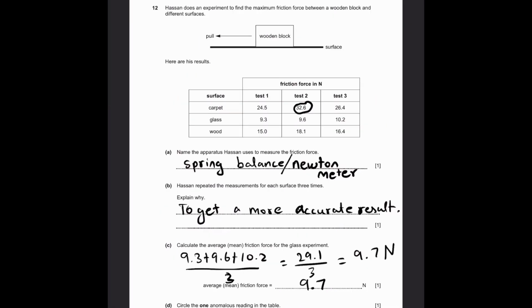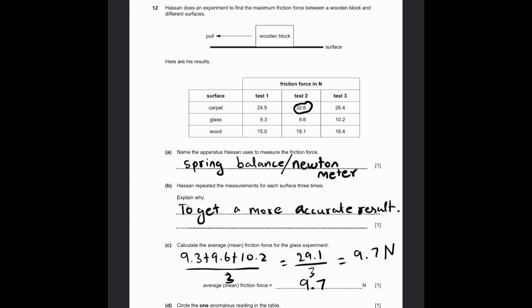Question 12. Hassan does an experiment to find the maximum friction force between a wooden block and different surfaces. Here are his results. A. Name the apparatus Hassan uses to measure friction force. We can use spring balance or Newton meter. Newton meter is the more scientific term, but spring balance is also accepted.